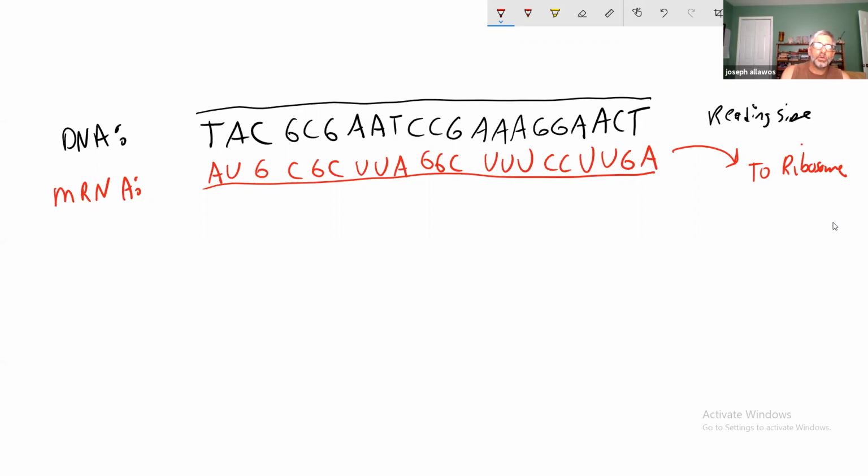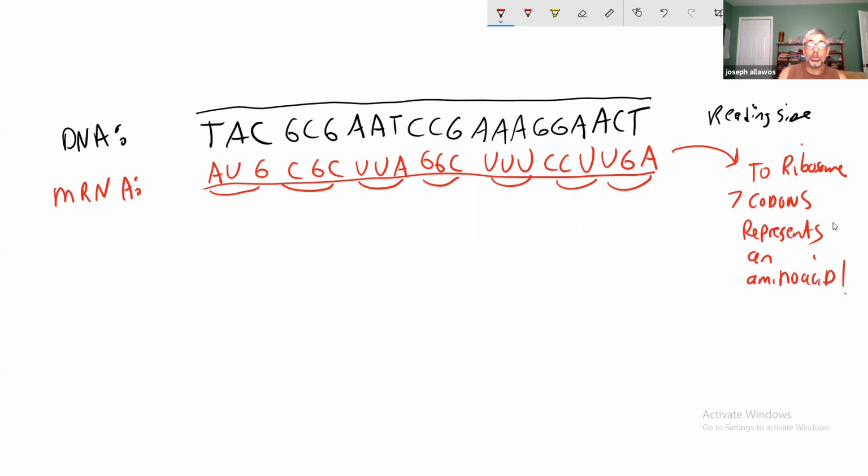Each 3-base pair on the messenger RNA is called a codon. So we've got 1, 2, 3, 4, 5, 6, 7 codons on our little strand that we made. And each codon represents an amino acid.